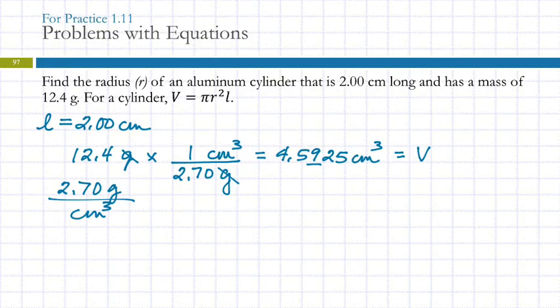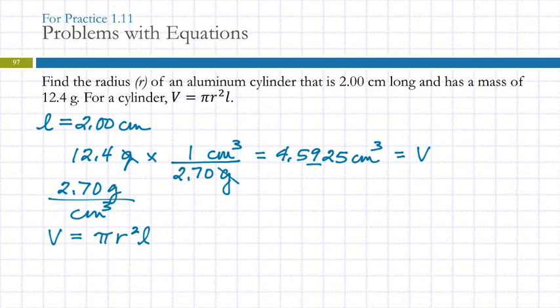Okay, so now we've got that equation. Pi is just 3.14159. It's a button on your calculator. R is what we're looking for. We know what L is. We know what V is. So we need to take this equation and solve for R. It's easier to solve equations when there's letters without numbers and units in the way. Volume equals pi r squared L.